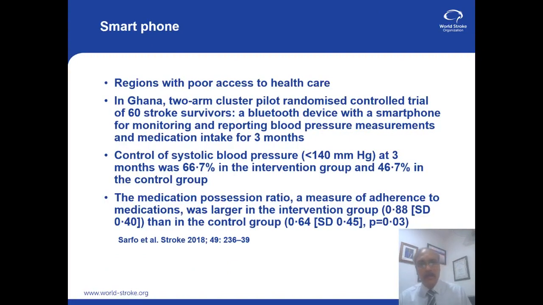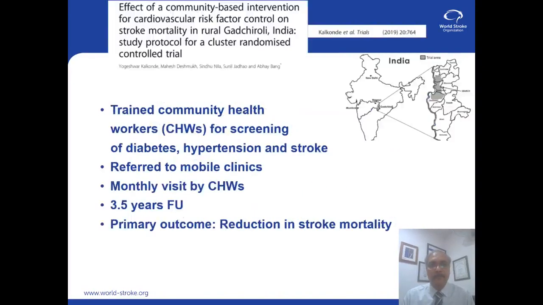There's a small cluster randomized pilot trial which was done in Ghana in about 60 stroke survivors. They used a smartphone with a Bluetooth device to self-monitor and report blood pressure measurements, including medication intake, for 3 months. They were able to show control of blood pressure, the target being less than 140 millimeters of mercury. In the intervention arm, about 66% had BP below 140 as compared to 46% in the control group. The medication adherence was also better in the intervention arm.